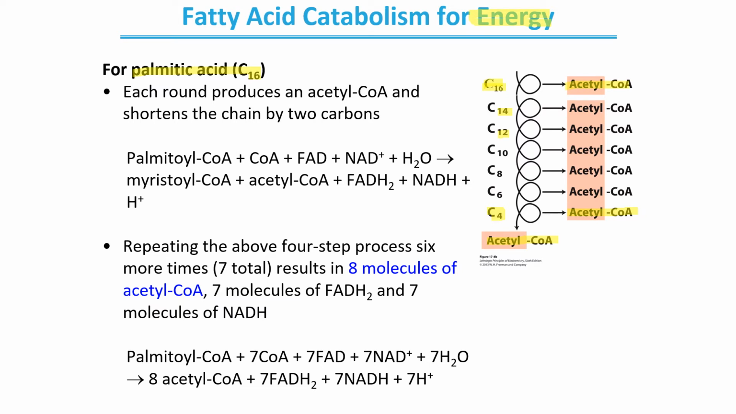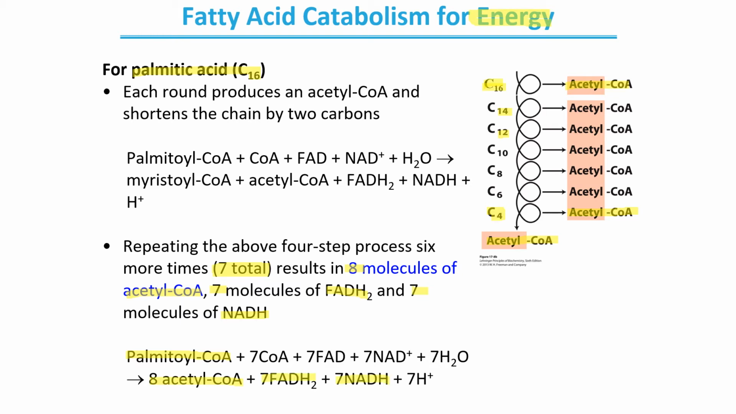After a total of 7 cycles, basically this whole process or the beta oxidation reactions will happen 7 times in total. This is important to remember, and we will get 8 molecules of acetyl-CoA in these 7 rounds. Plus in every cycle we make 1 FADH and 1 NADH, so a total of 7 FADH and 7 NADH will also be produced. So this is what the whole cycle will look like after 7 rounds: 1 palmitoyl-CoA broken to 8 acetyl-CoAs, 7 FADH and 7 NADH.